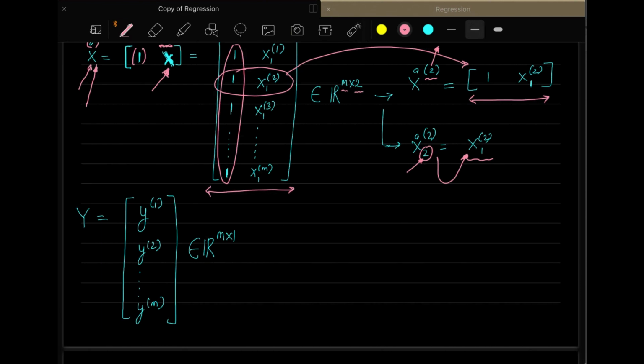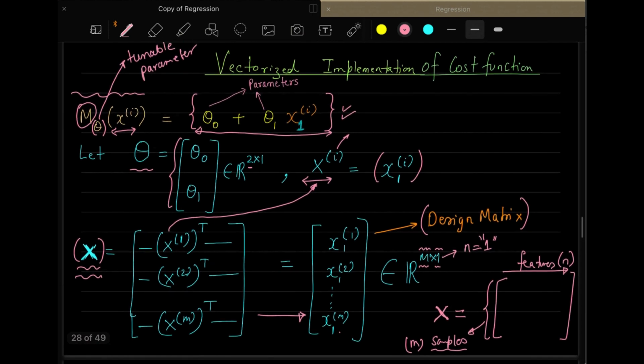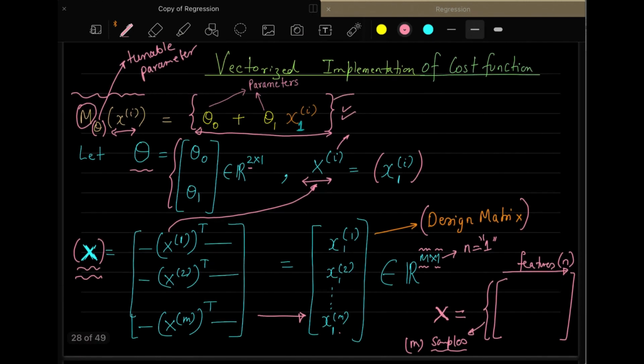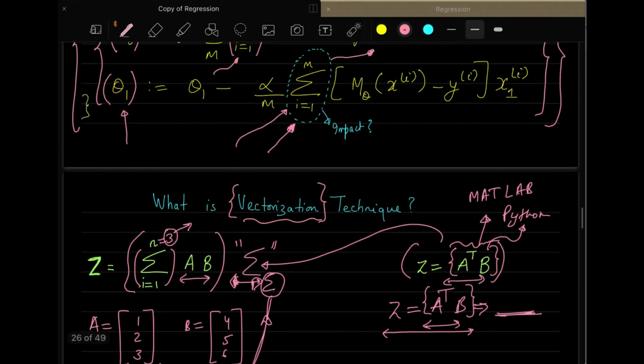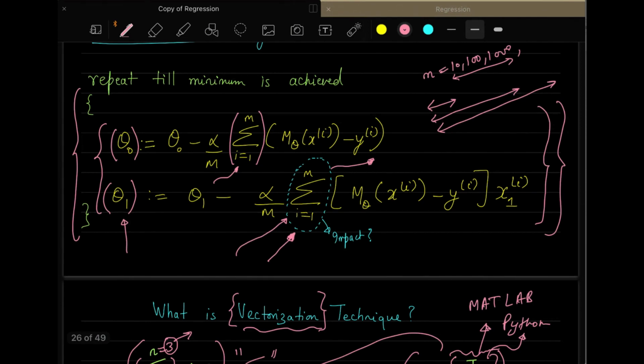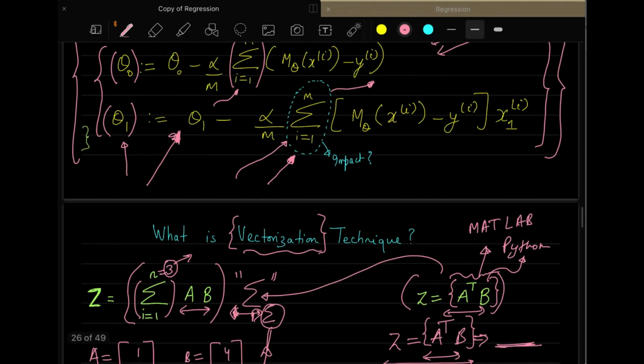These y's are the true labels, and these values run from i equal to 1 to m, and the dimension is m cross 1. So now what we are trying to do is come up with the matrix implementation of this particular equation. We have defined some preliminary matrix formats, and our ultimate aim is to convert this equation, which is given here in the yellow format, to the matrix version. So we have to come up with the preliminaries to do that. This is what we are doing right now.